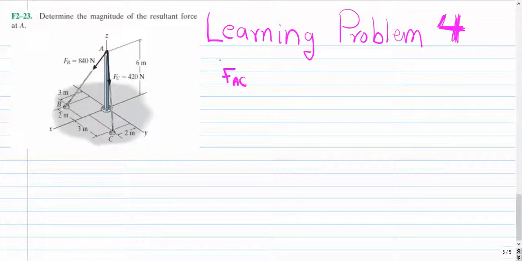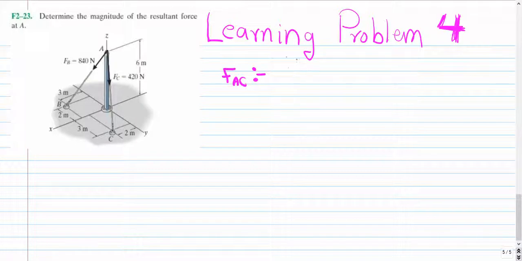FAC. And in order to solve for FAC, we would first find RAC, or the length vector or the position vector from A to C. And using that, we're going to find the unit vector from A to C. And using that, we're going to find the Cartesian form of FAC. This is the general process that we have been doing for the previous questions as well.